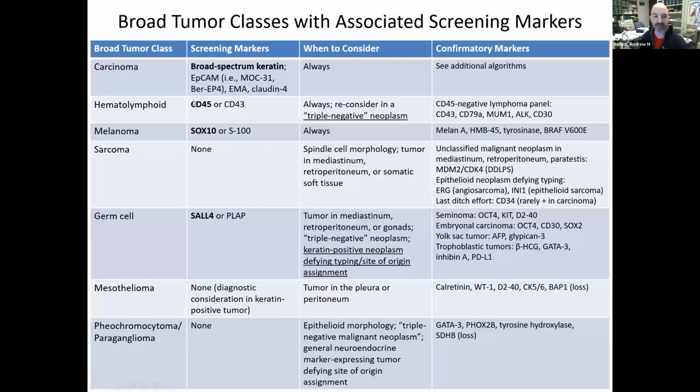So for example, CD45 or CD43 for lymphoma, but then if I have what I refer to as a quote unquote triple negative malignant neoplasm, that is, it's negative for a keratin, CD45, and S100 or SOX10, lymphoma actually goes way up in the differential diagnosis, and I have an additional panel here that I would apply.